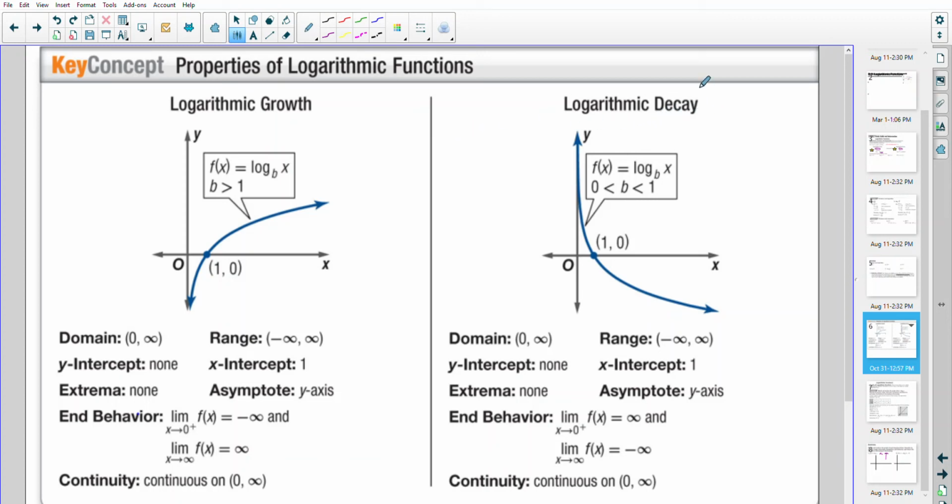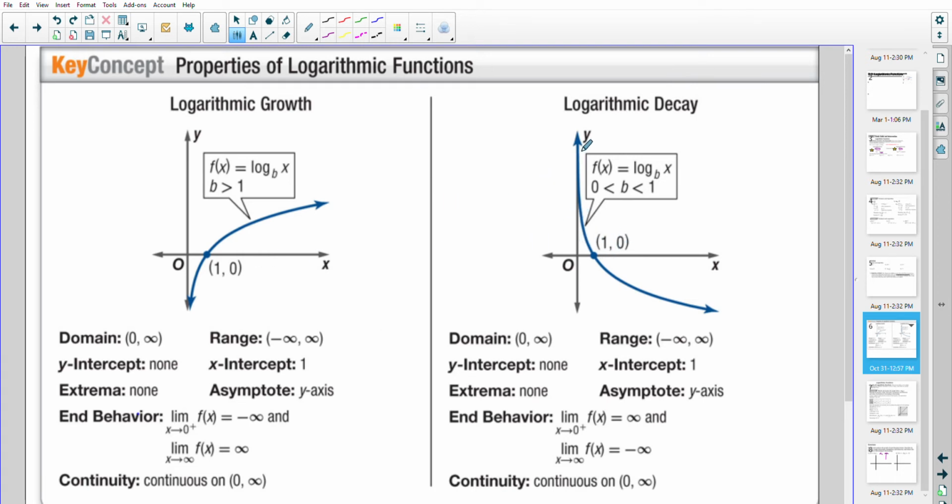Log graphs are the inverses of the exponential graphs, and so the way that you could graph this is by plotting some points. For example, if you looked at 1, b to the 0 power equals 1. So you would see that (1, 0) would be one of the points. And you could do the same thing here.